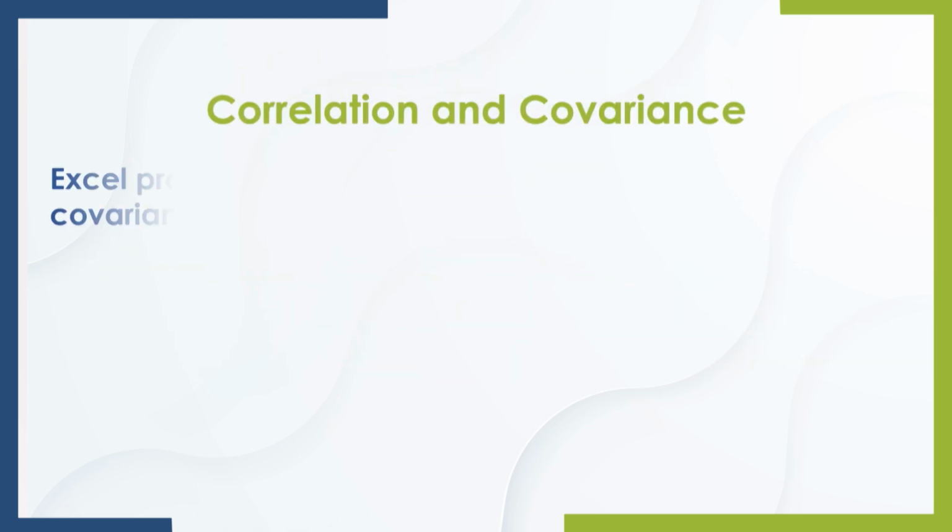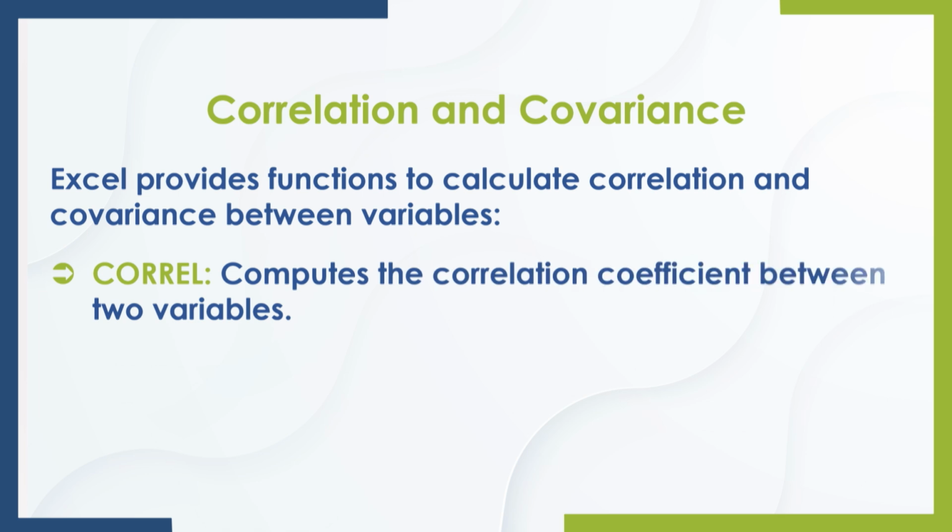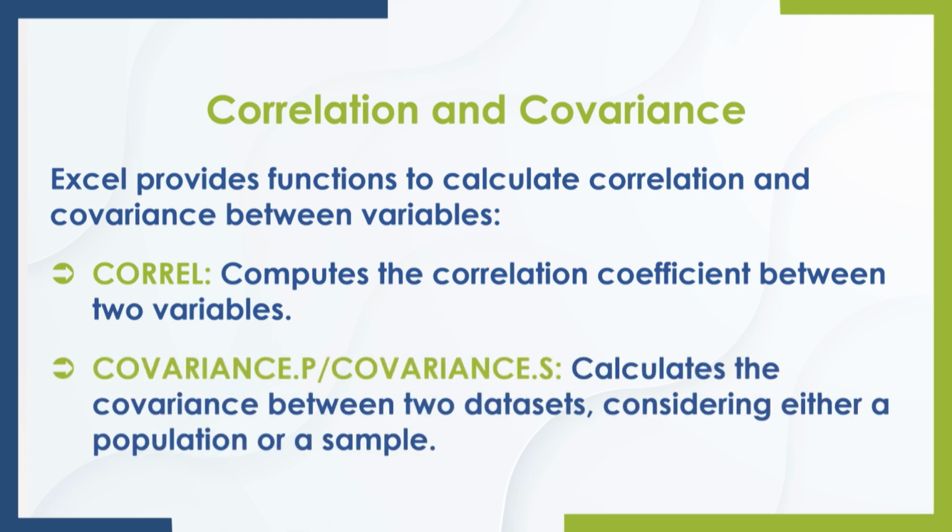Correlation and covariance. Excel provides functions to calculate correlation and covariance between variables. CORREL, which is used to compute the correlation coefficient between two variables. The other built-in functions, COVARIANCE.P and COVARIANCE.S, are used to calculate the covariance between two data sets, considering either a population or a sample.